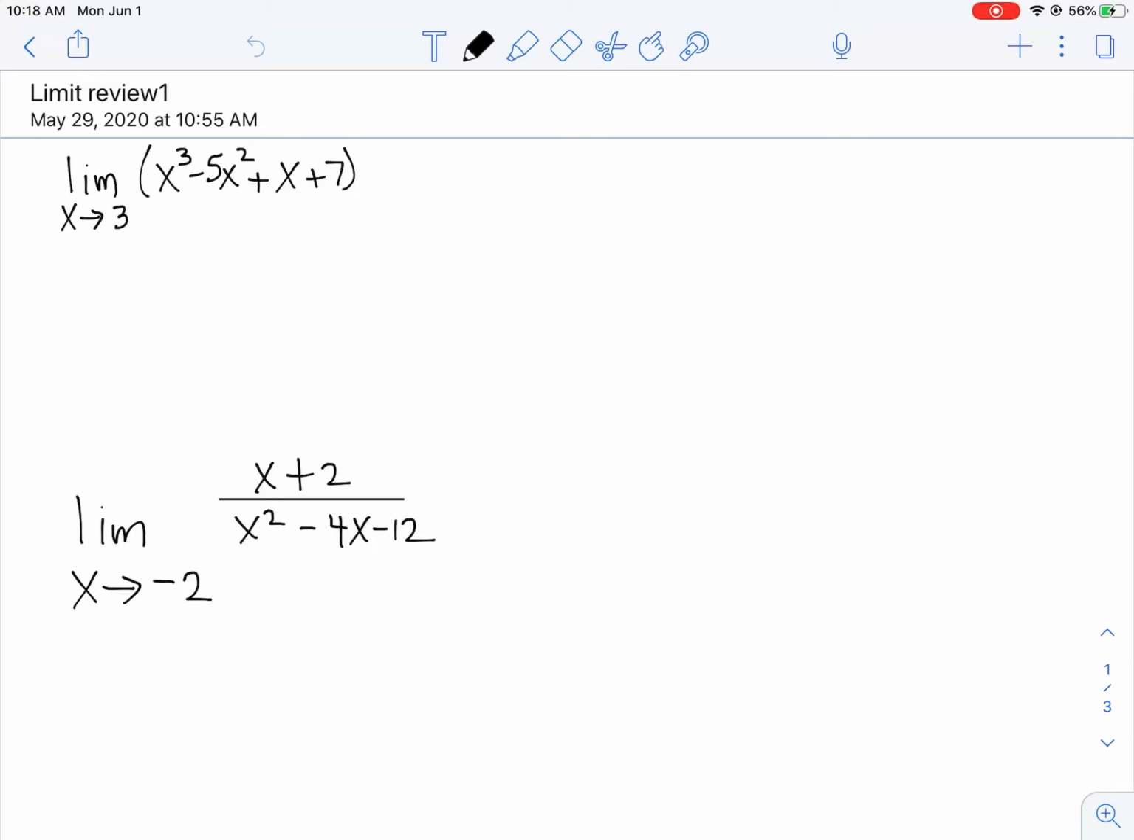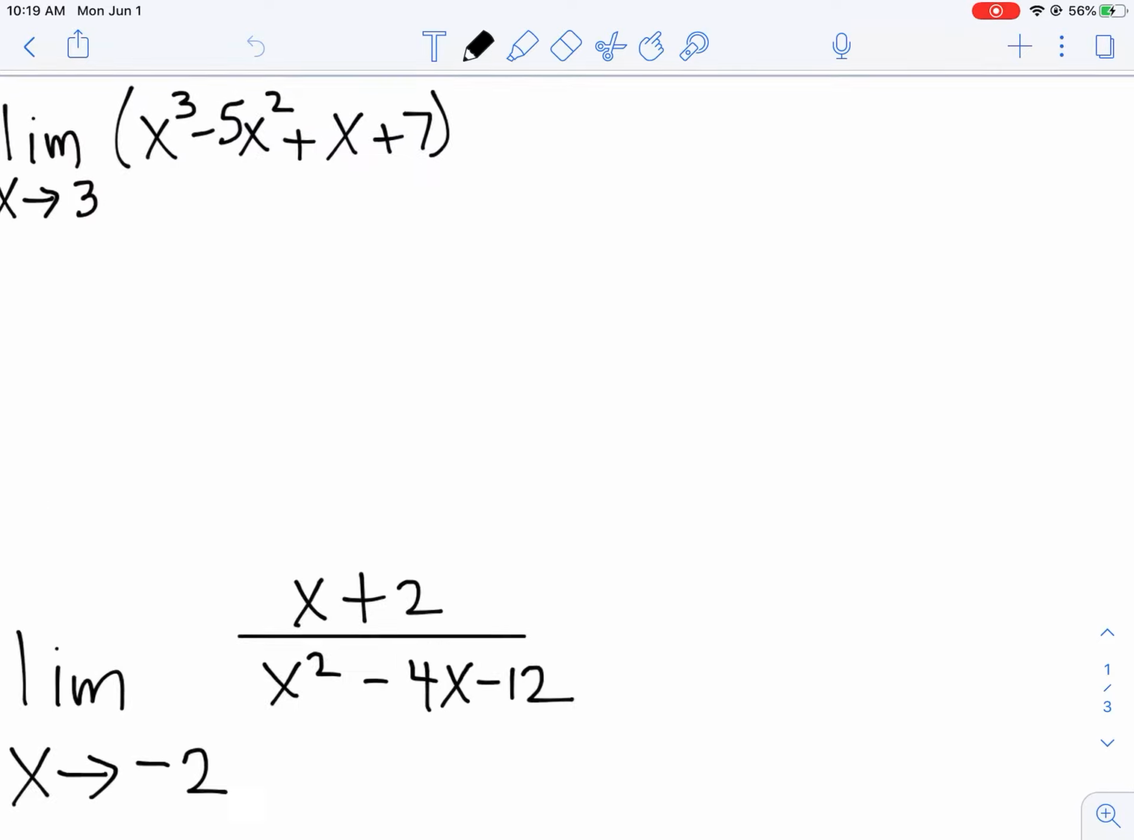Okay, calculus people, here's limit review number one, just to remind you how to do limits. These are similar to the ones you'll see on your final, so make sure you can do these. The first thing I do is the first one here.